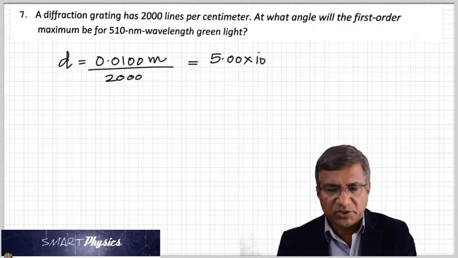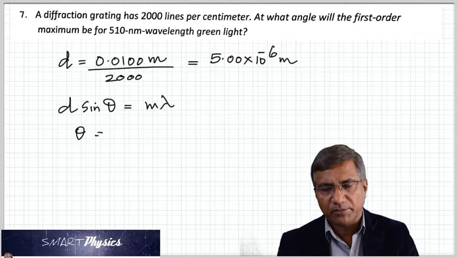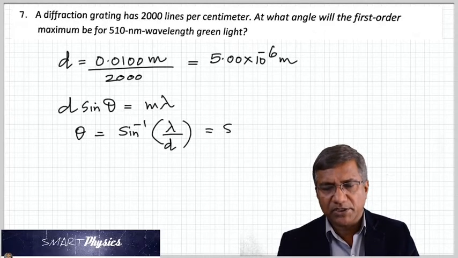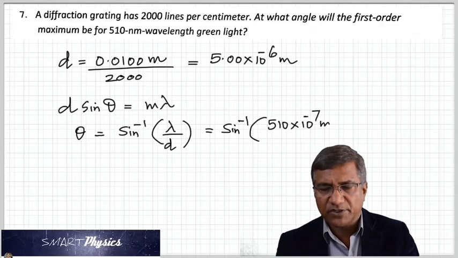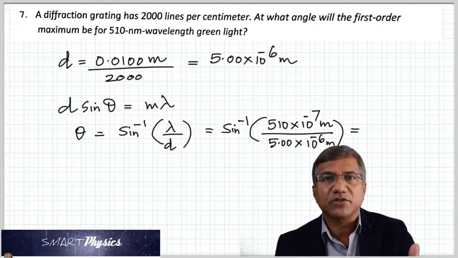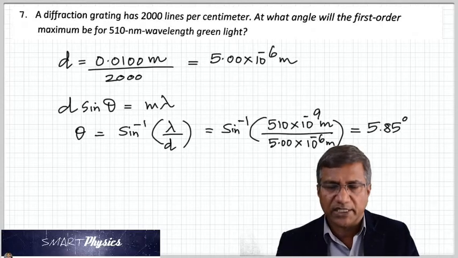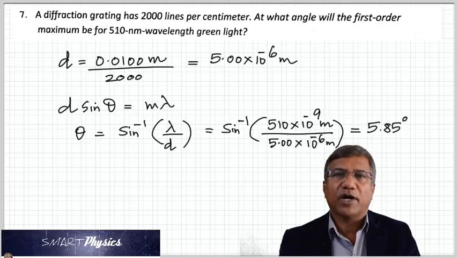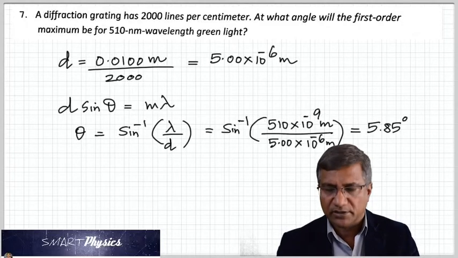Once you get that, which comes out to be 5 times 10 to the negative 6 meter, we use d sine theta is equal to m lambda. We're looking for theta, which is sine inverse lambda by d. Now m is 1, that's why I've not written it. And then you go, lambda is 510 times 10 to the negative, oh, that's a mistake. It's 510 times 10 to the negative 9. Okay, 510 times 10 to the negative 9 divided by 5 times 10 to the negative 6. Which is the little d, and then it becomes 5.85 degrees. That's how you work out a problem with a diffraction grating.